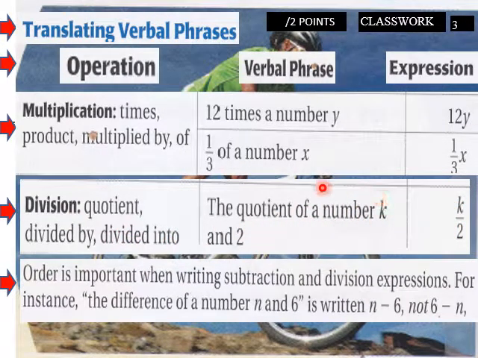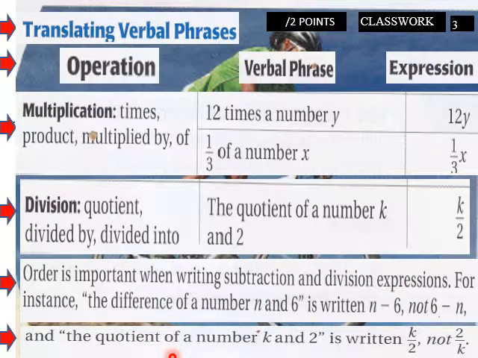Order is important when writing subtraction and division expressions. For instance, the difference of a number n and 6 is written n minus 6, not 6 minus n. So order matters. And the quotient of a number k and 2 is written k, here's your numerator, over 2, here's your denominator, not 2 over k. Your numerator is stated first.